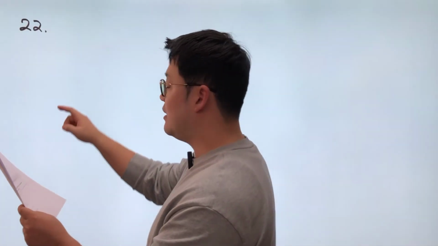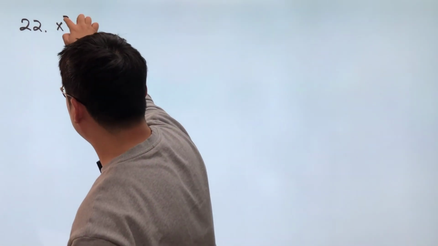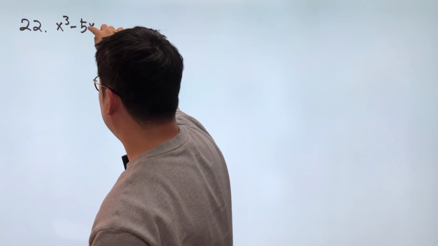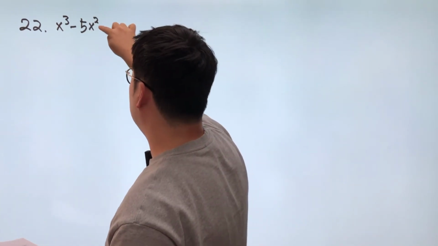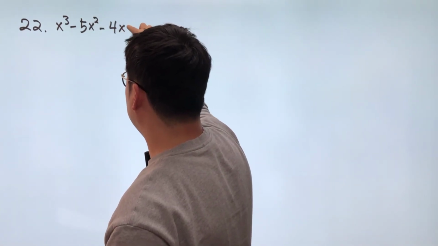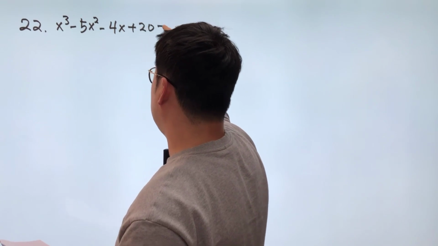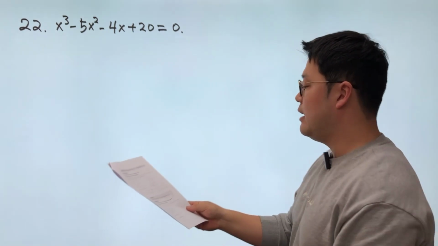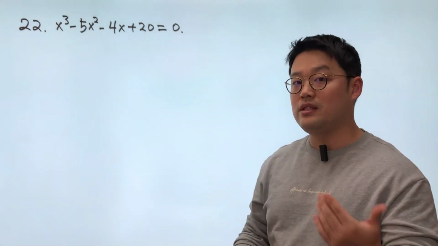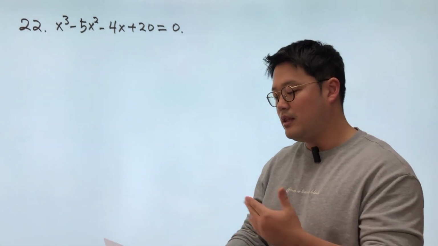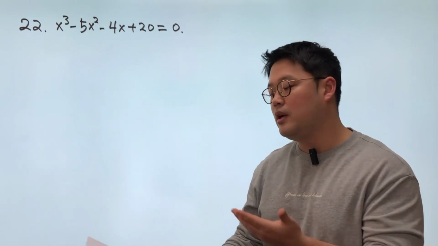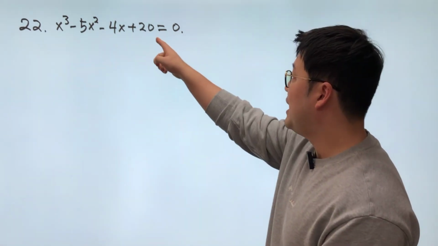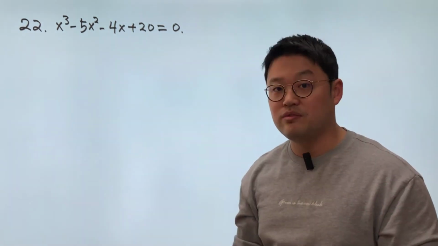And we're going to set x cubed minus 5x squared minus 4x plus 20 equaling 0. So that being said, what do we have to try? Well, I would say we try step 1, step 2 and step 3 that we've done in the previous questions, but we can just try listing all possible positive integer factors or negative integer factors.